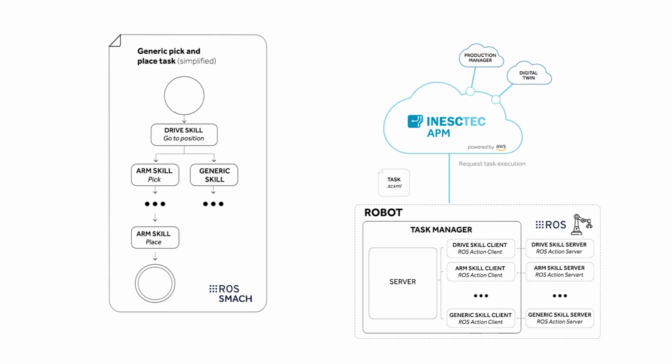The task manager starts by sending the goal to the drive skill that triggers the robot's movements until the desired location. Once reached, the task manager will move on to the next skill and so on.